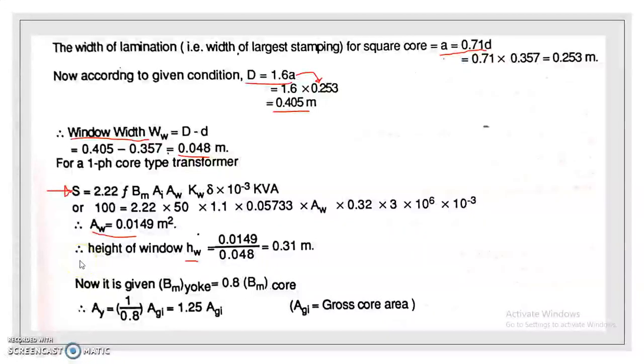With the help of the relation AW is equals to HW into WW, we can calculate HW is equals to AW upon WW. We have the value of AW and we have the value of WW, so we can get the height of the window, that is HW.